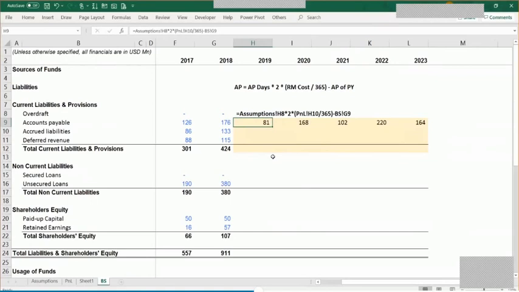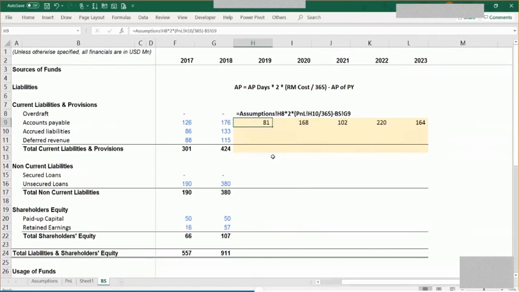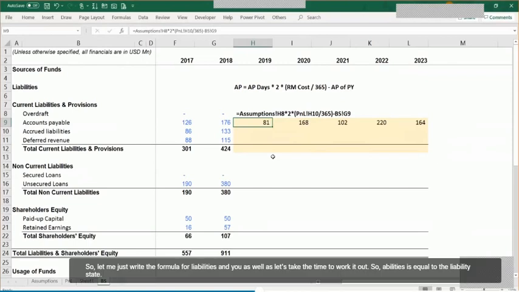And similarly, use this logic for accrued liabilities and the deferred revenue as well. And finally, take the total of current liability. This is going to complete the current liabilities of the organization. Fair enough? So let me just write the formula for accrued liabilities and deferred revenue as well, and then you can take your time to work it out.